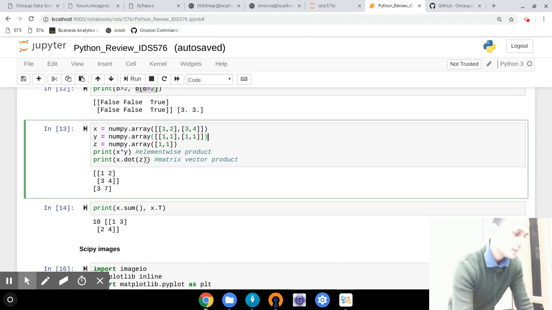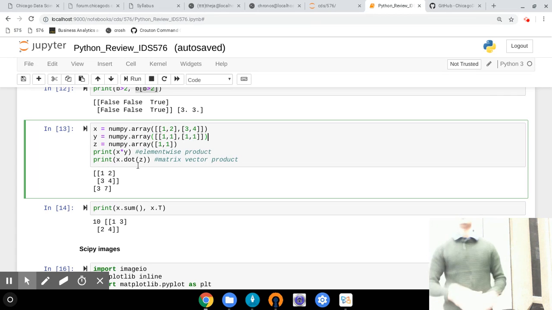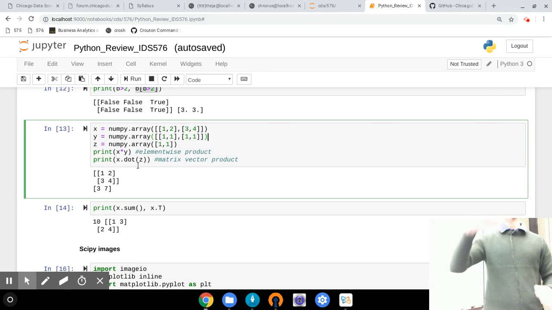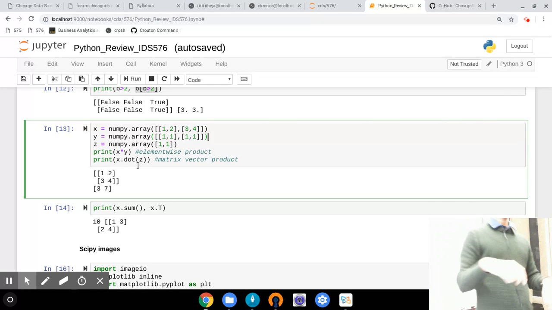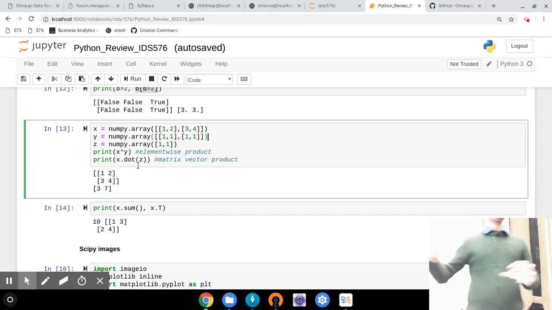Whereas here I've done a dot product between the matrix and the vector. So you have to use x dot z. In notation we just write a times x. But here we have to use a matrix dot operation, because it's a numpy array, bracket the vector. Okay.